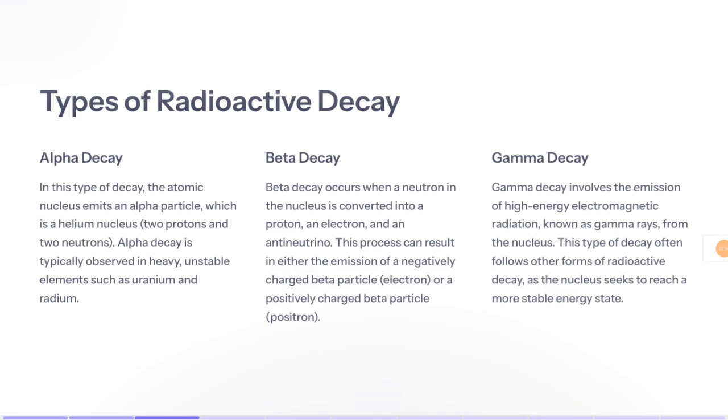Types of radioactive decay. Alpha decay. In this type of decay, the atomic nucleus emits an alpha particle, which is a helium nucleus, 2 protons and 2 neutrons. Alpha decay is typically observed in heavy unstable elements such as uranium and radium.